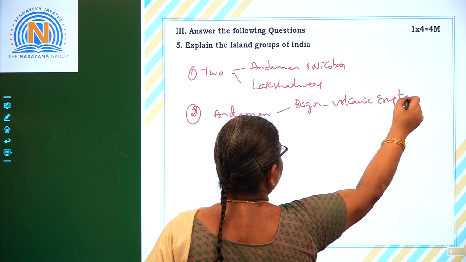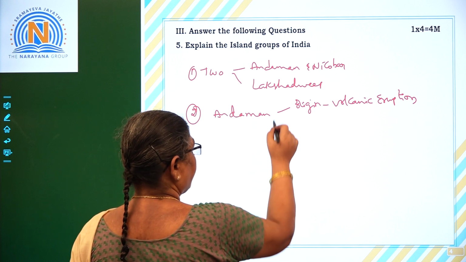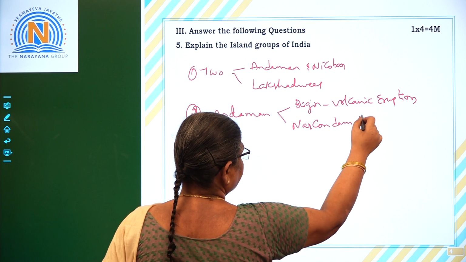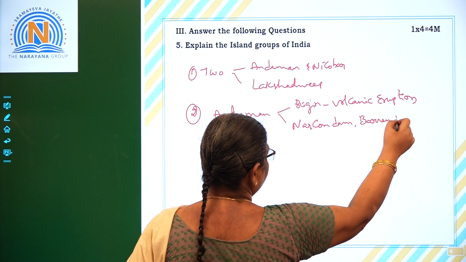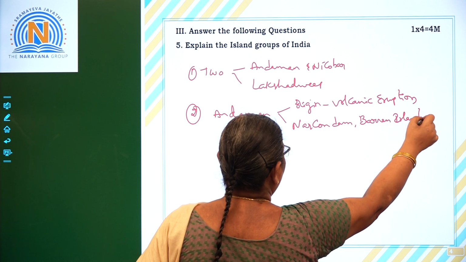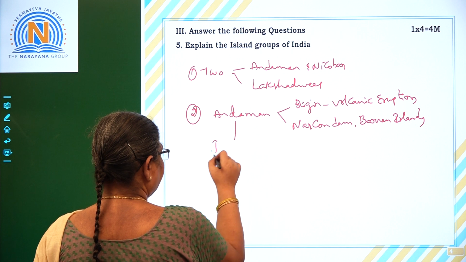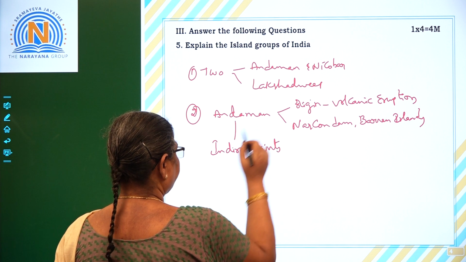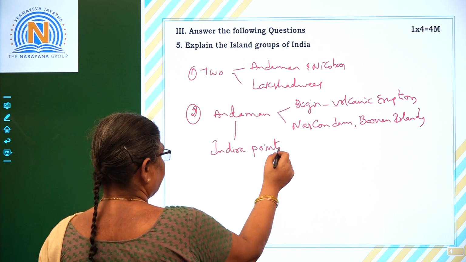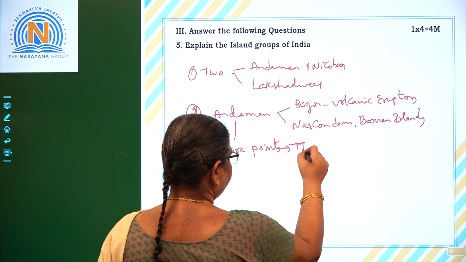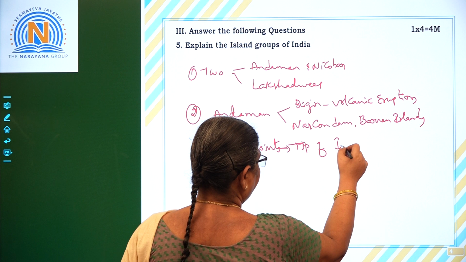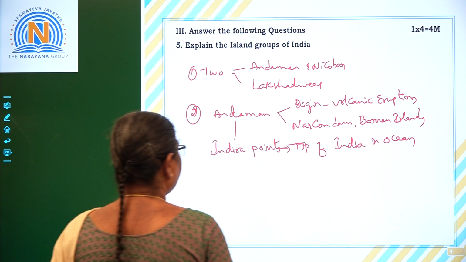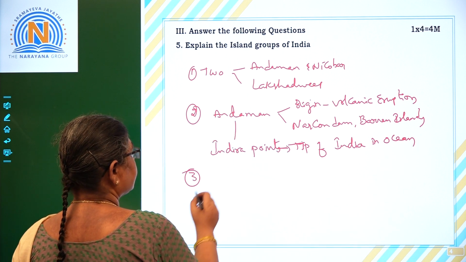Due to volcanic eruption, these Andaman and Nicobar Islands were formed, and even today we find Narkondam and Barren Islands. These are very active volcanoes even today. And here in this Andaman group only, Indira Point is there. This Indira Point was submerged in the tsunami of 2004. Indira Point is the tip of India in the ocean.